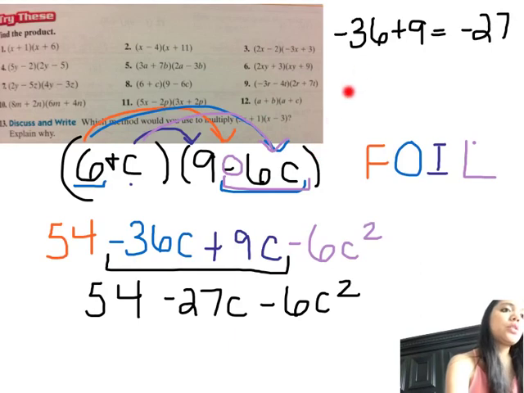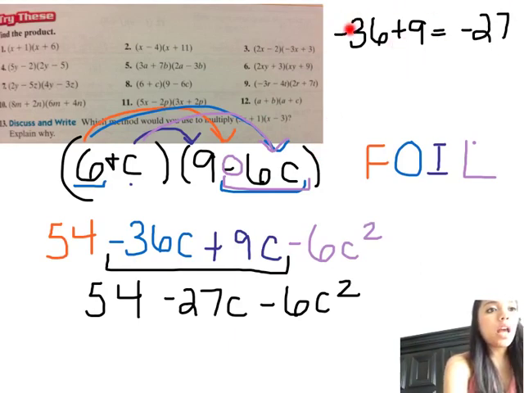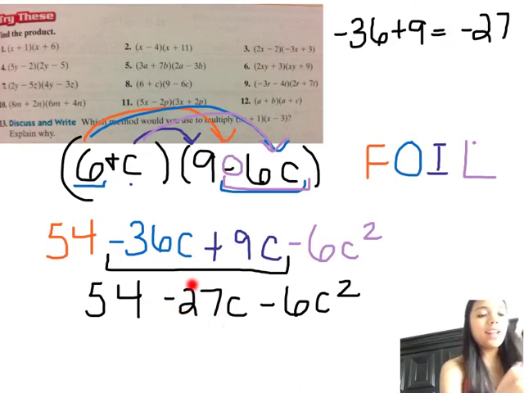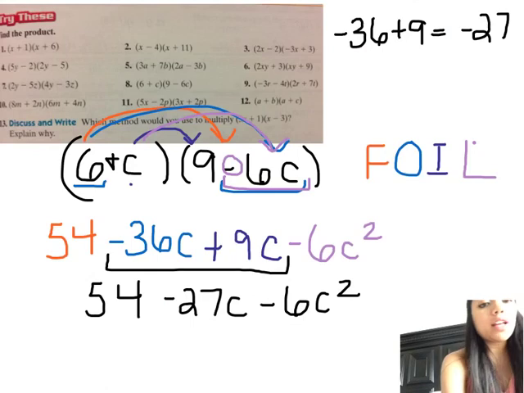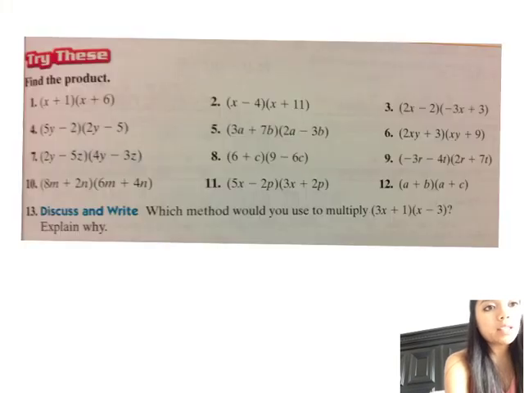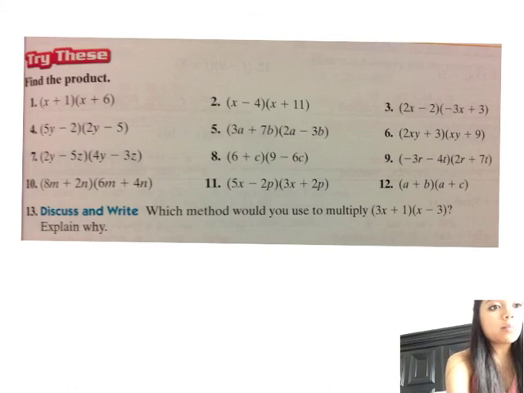So now all I need to do is combine like terms. I have a positive 11x minus 4x. 11 minus 4 is 7, so 7x. And then I just drop everything down. It's a positive 7x, so that means that I'm going to have a plus there. If it was a negative 7x, then I would have a minus. So my answer is x squared plus 7x minus 44.